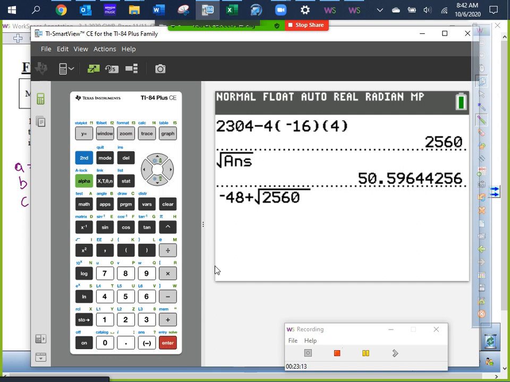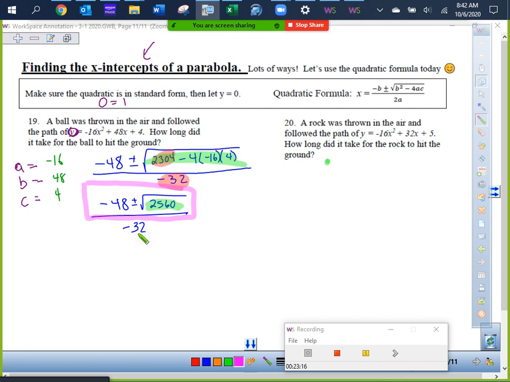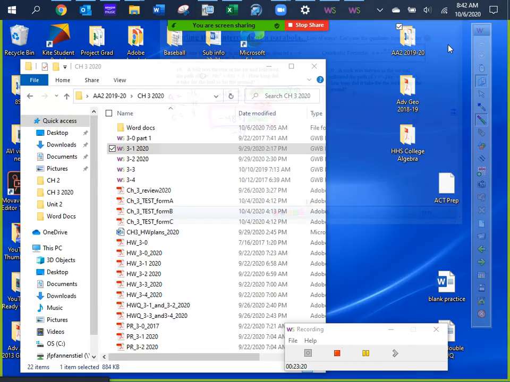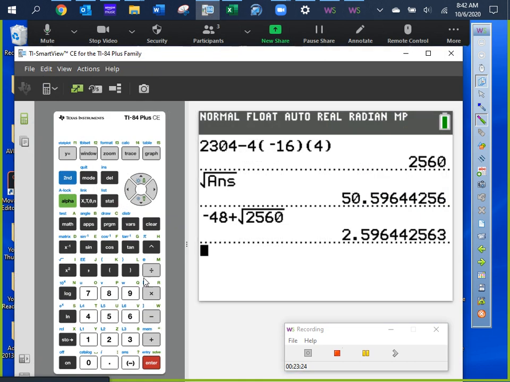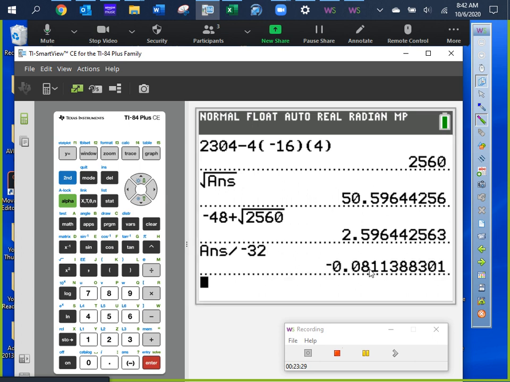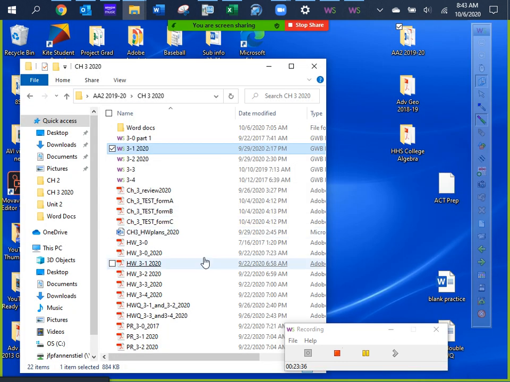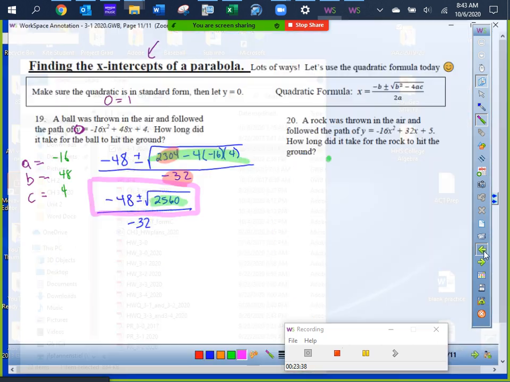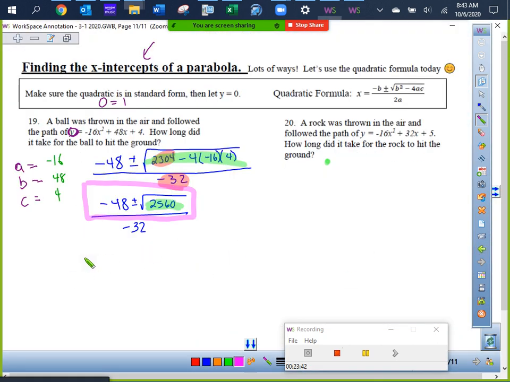That's not our answer. What still needs to be done to that answer? We got to divide it by negative 32, right? So let's do that in our calculator. Divide it by negative 32. And that's going to be a really nasty decimal, and it's negative. We'll round that to 2 decimal places since it's really weird. So we're going to say about negative 0.08. About negative 0.08, one of those answers. Remember, there's going to be 2 answers. So about negative 0.08. Now we got to do the other one.